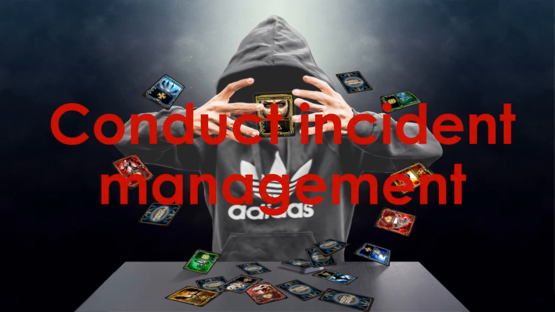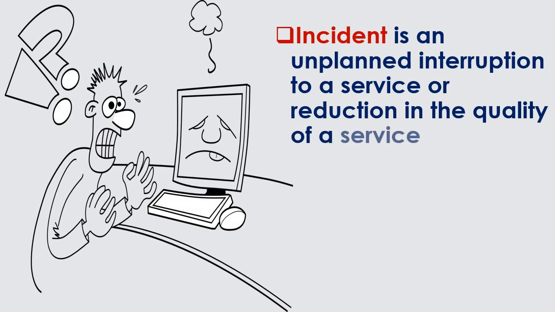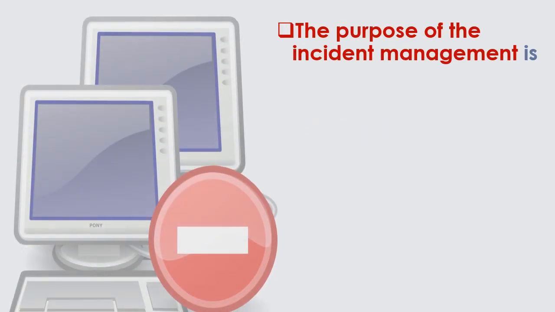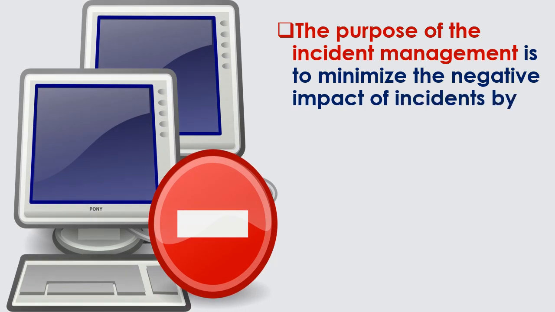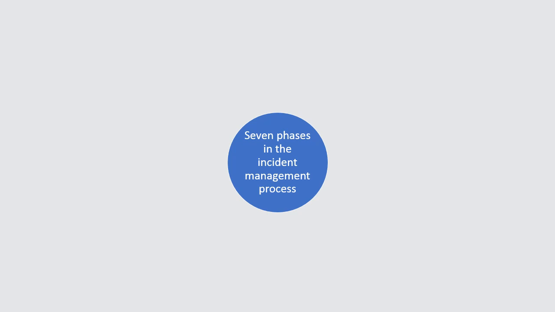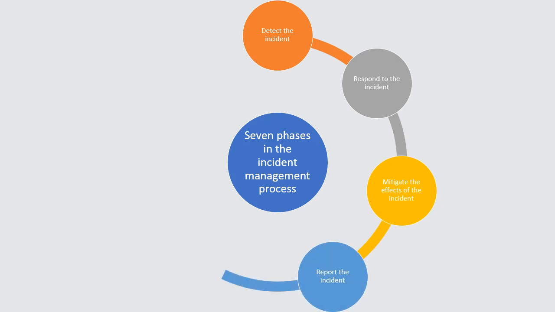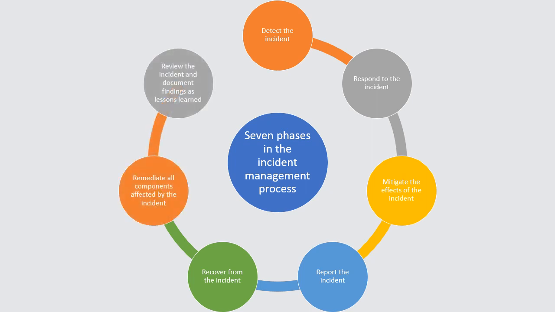Conduct incident management. An incident is an unplanned interruption to a service or reduction in the quality of a service. The purpose of incident management is to minimize the negative impact of incidents by restoring normal service operation as quickly as possible. The 7 phases in the incident management process are: detect the incident, respond to the incident, mitigate the effects of the incident, report the incident, recover from the incident, remediate all components affected by the incident, review the incident and document findings as lessons learned.